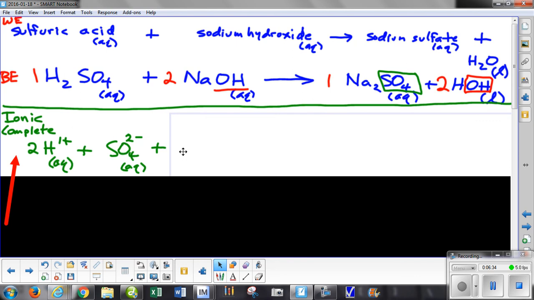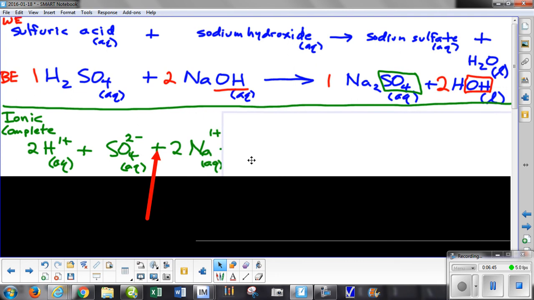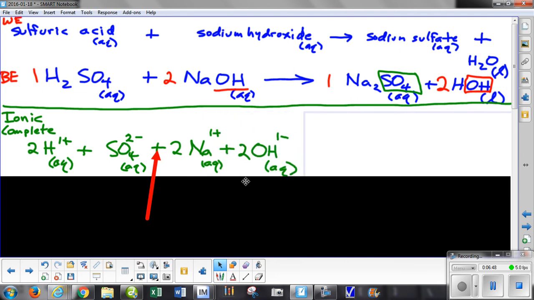And now we look at the sulfate. That's the other part of the sulfuric acid. You have the sulfate ion as aqueous, and then we have a plus, the next guy. Sodium and hydroxide come from this guy. And the sodium is a 1 plus. Hydroxide, when you look at it on the chart that we saw at the beginning of the video, is going to have a 1 minus. And again, both are aqueous because it's aqueous here.